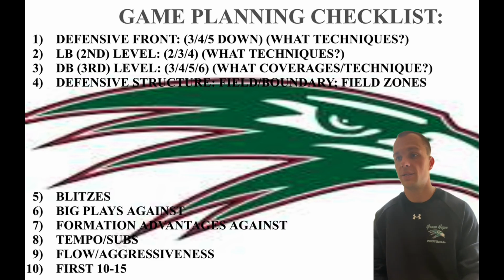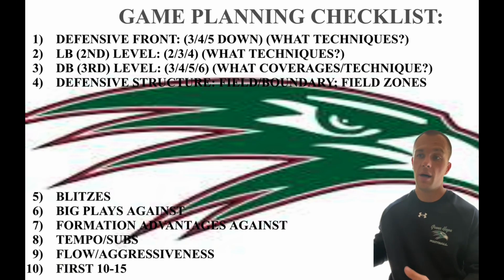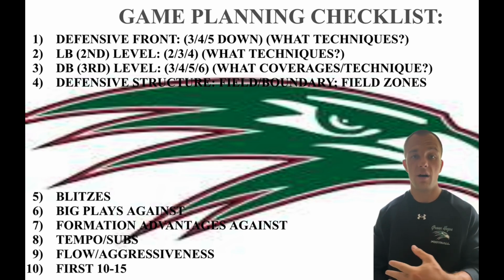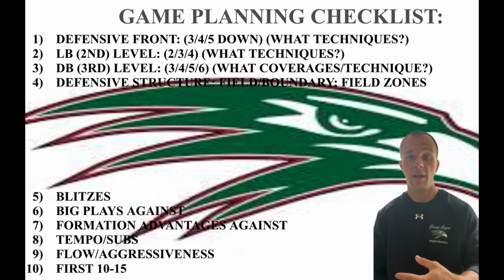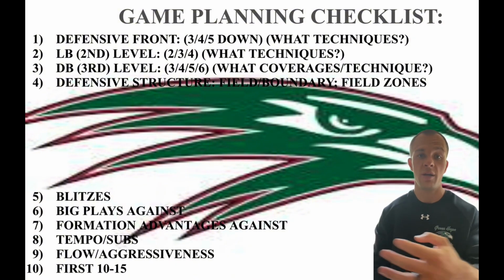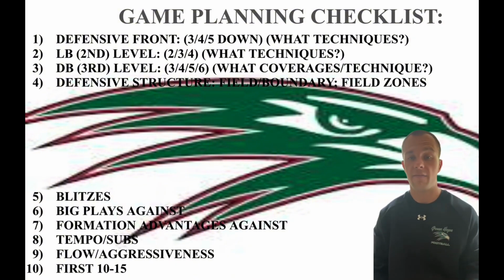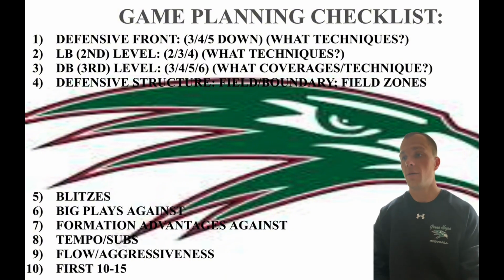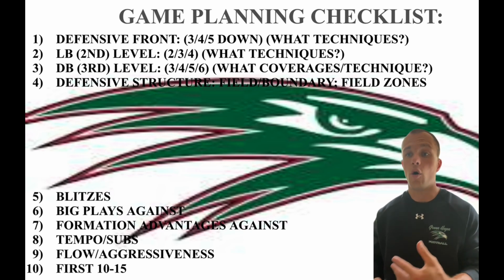Then we go to the DBs, getting into nickel and dime, and what is their base. Do they have a boundary corner and a field corner, or do they switch based on strength and weakness? How many safeties do they have out there? What's their hybrid? What levels are they playing at? All that good stuff, and we'll get into even more of the depth. This is just our checklist of once we get going. I like to do everything by pen and paper, but I also will use the breakdown that we can with our data, and then get into the whole defensive structure.